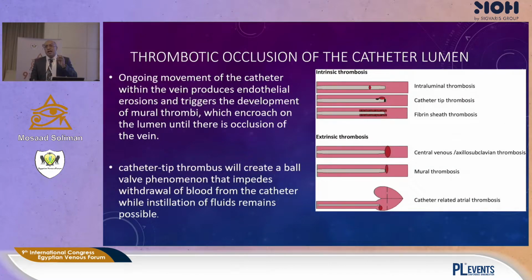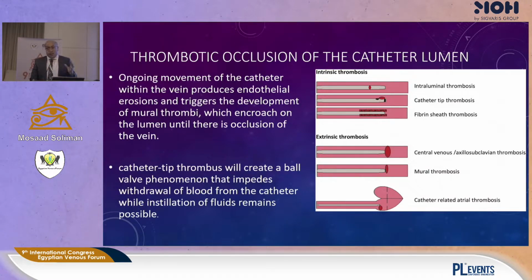Second thing is the formation of a thrombus inside the lumen of the catheter, and this thrombus comes from lack of anticoagulation at the end of every session of using this catheter. A small thrombus forms inside the catheter and proceeds to the tip, and sometimes it causes what we call a ball valve action.